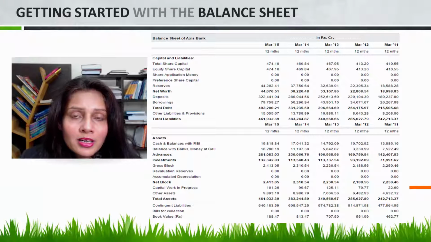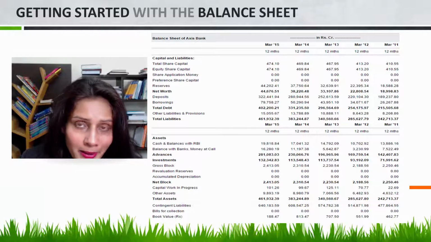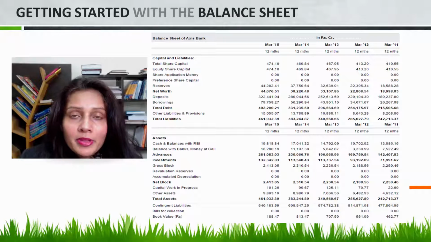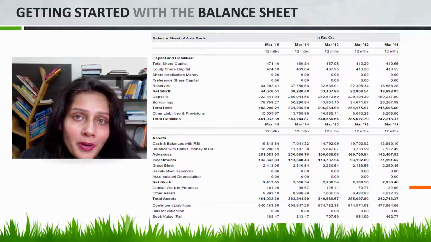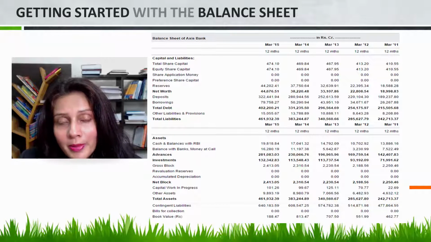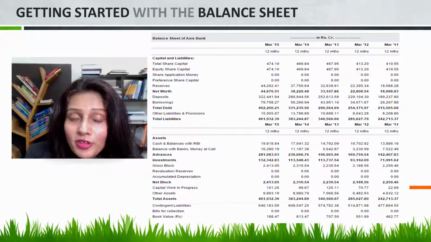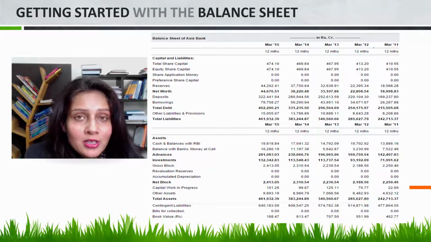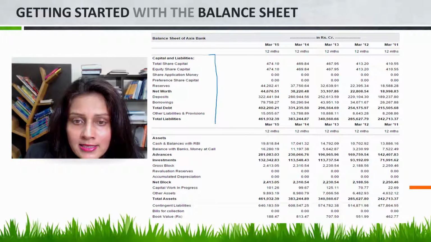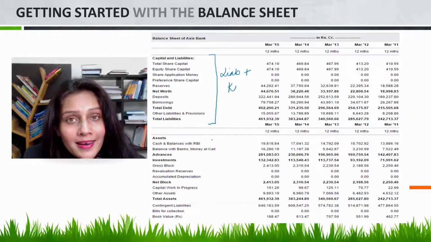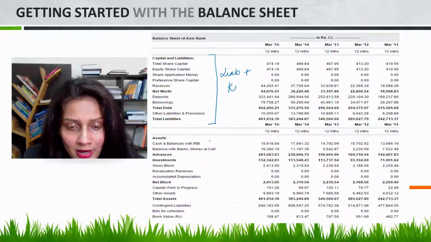I have got here a balance sheet of Axis Bank, and as you can see, the balance sheet is not in the format that I showed you. It is not in the T format. It is in a vertical format. However, the components of the balance sheet remain the same. So you can see that in the top portion, it is liabilities and capital, while in the lower part, it is all assets.